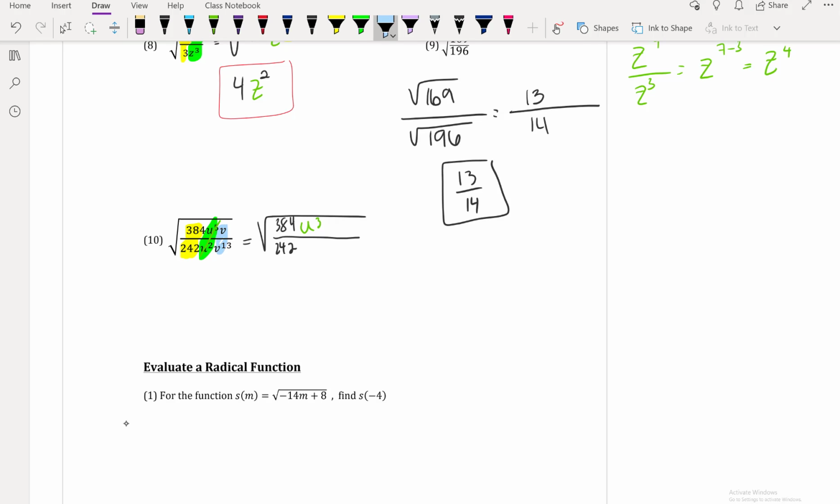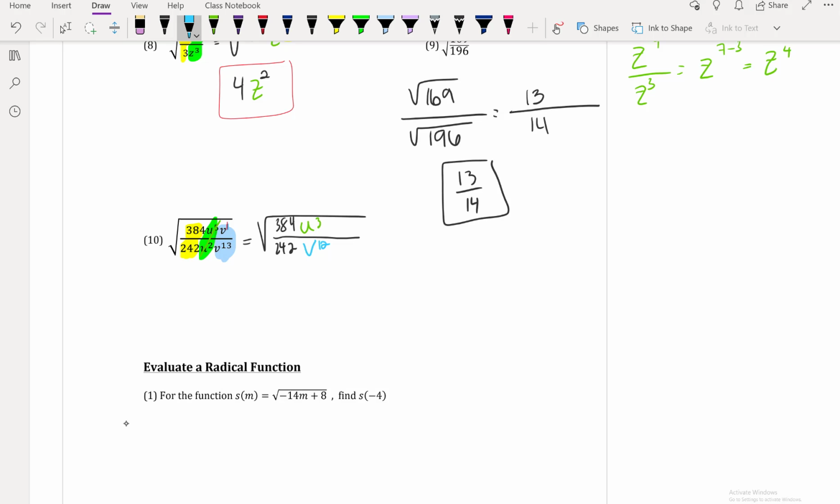Now I want to take care of my v's. So remember, this v has an exponent of 1 by default if nothing is there. So which one is bigger, the one on top or the one on the bottom? Is 1 bigger or is 13 bigger? 13 is bigger, and it lives on the bottom. So I have v, now I'm going to subtract. 13 minus 1 gives me 12. Okay.